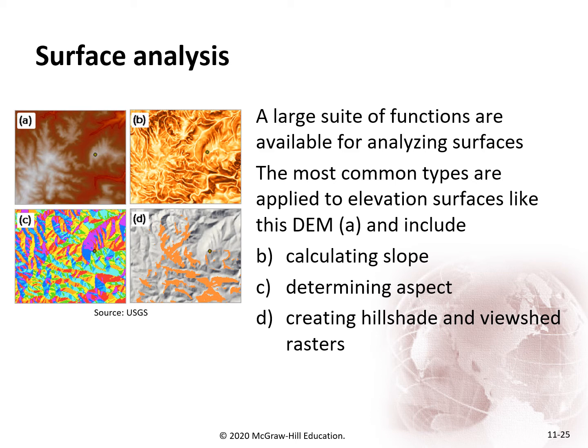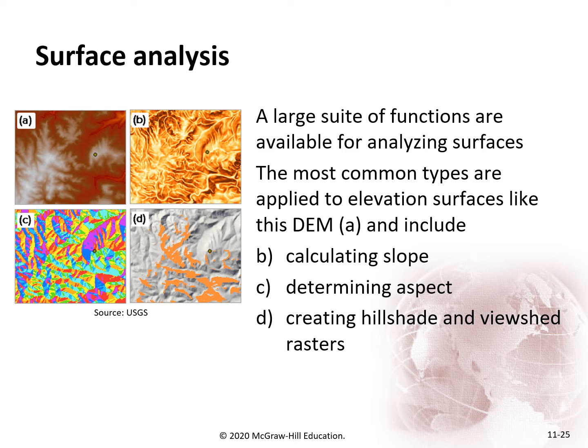Here in A, we have this nice little digital elevation model. And from a digital elevation model, you can calculate slope, which is the change in elevation over a linear distance. You can calculate aspect. Aspect is the direction of the steepest slope. And you can create hill shades and view sheds.